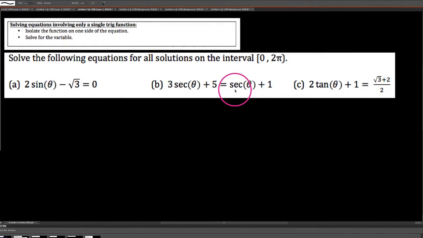Okay, YouTube, this is my second video in my module on solving trig equations. In this video, what we're going to do is basically focus on solving trig equations that have only one type of trig function in them. And basically, they are pretty basic.